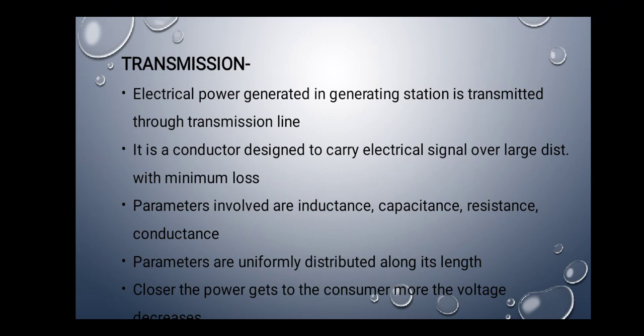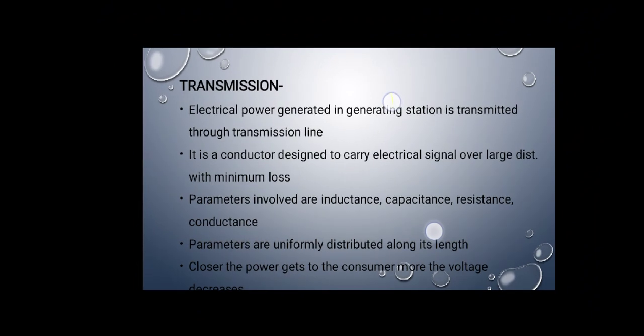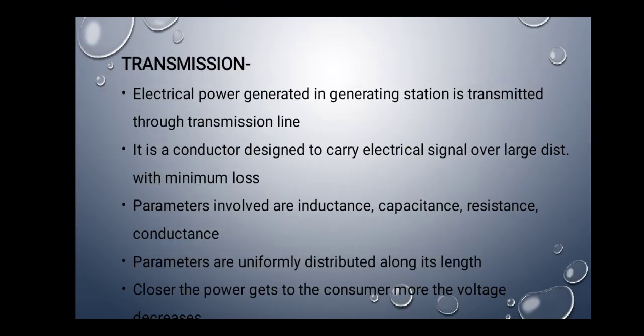Why are these kinds of parameters required? Suppose we have a long wire with high resistance, then we cannot transmit high current. If we have a long wire with low resistance, we can transmit high energy towards the destination. Parameters are uniformly distributed along its length. The closer the power gets to the consumer, the more the voltage decreases. So the last line defines that power and voltage distance are vice versa.